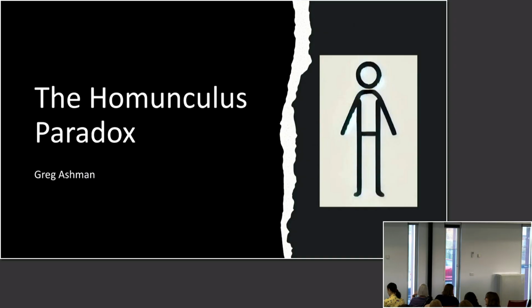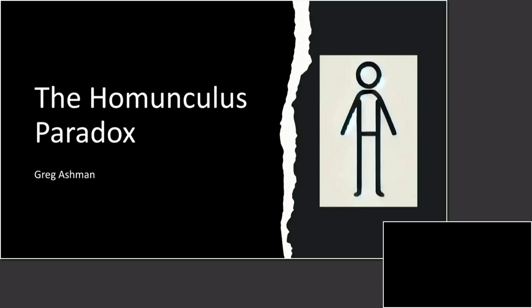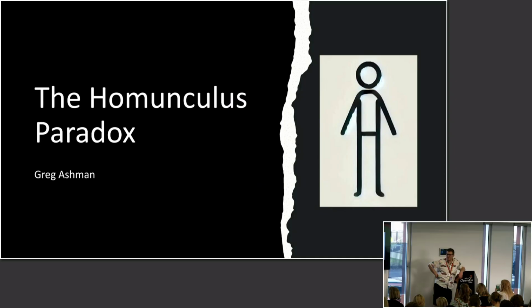So, the Homunculus Paradox. A homunculus is a little person. That's what it means in Latin. And you might be thinking, what's that got to do with anything? And so part of my job in this talk is to explain what that has got to do with anything. So that's one of the things that I'm going to do.